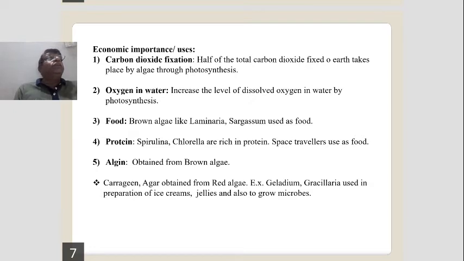Okay, that's all about uses or economic importance. Sometimes we call them advantages of algae. So with this, the characteristics of algae and economic importance of algae completed. Now, next, we shall see the classification of algae.